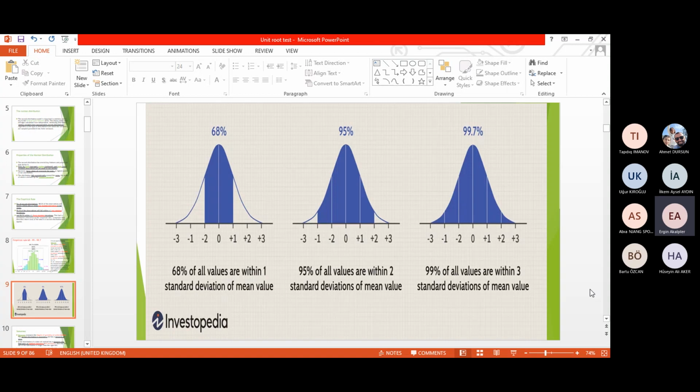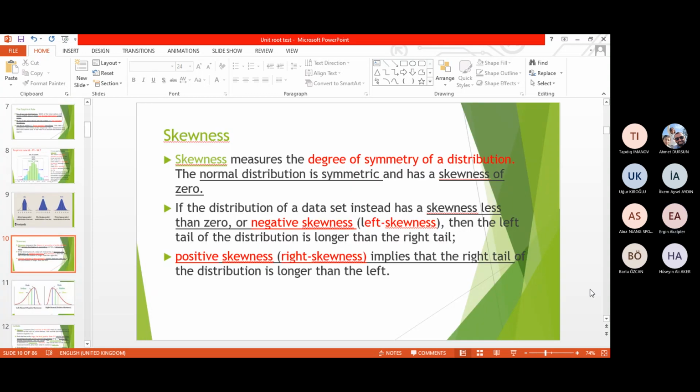As you are observing, it is distributed plus and minus equally, which is a normal and symmetric distribution. The skewness measures the degree of symmetry of a distribution. The normal distribution is symmetric and has a skewness of 0. If the distribution of a data set instead has a skewness less than 0, or negative skewness, left skewness, then the left tail of the distribution is longer than the right tail. The positive skewness, right skewness, implies that the right tail of the distribution is longer than the left tail.